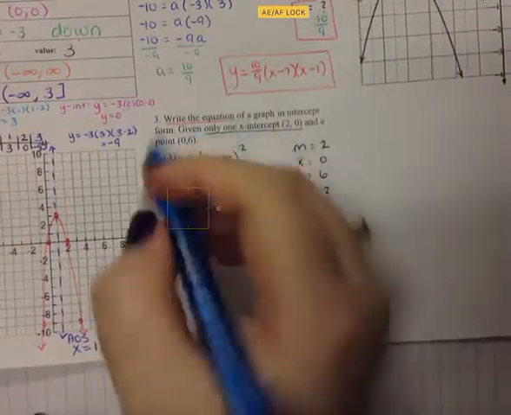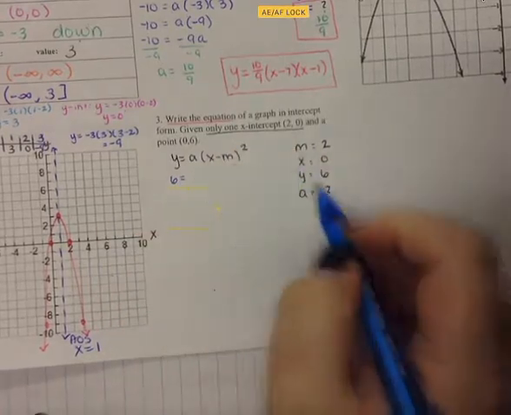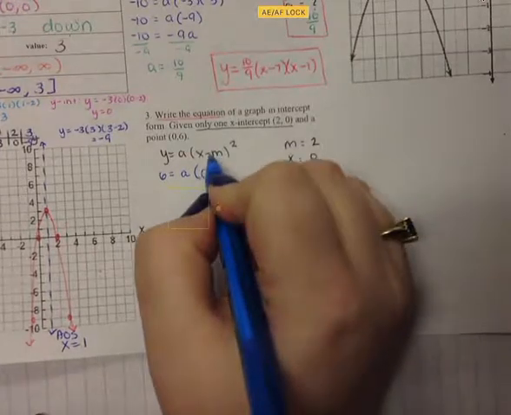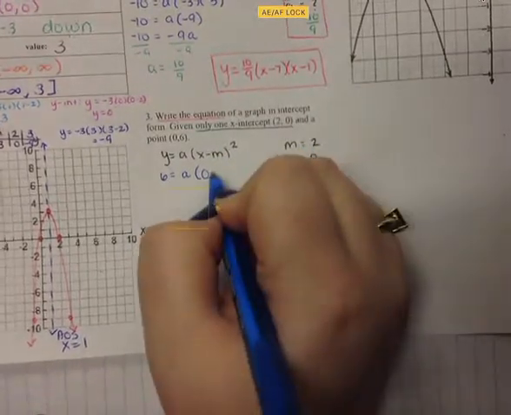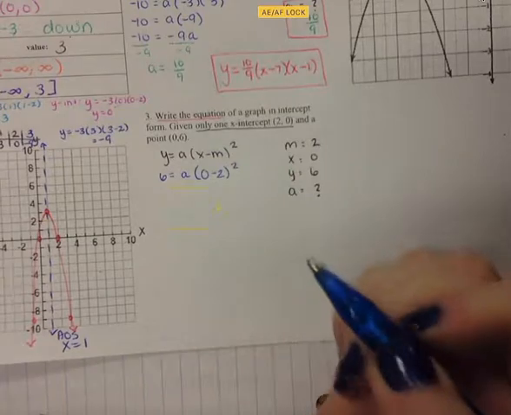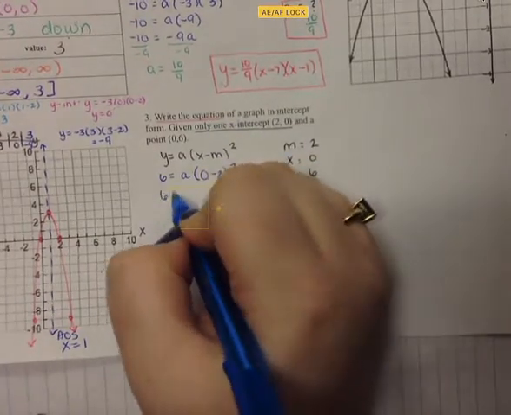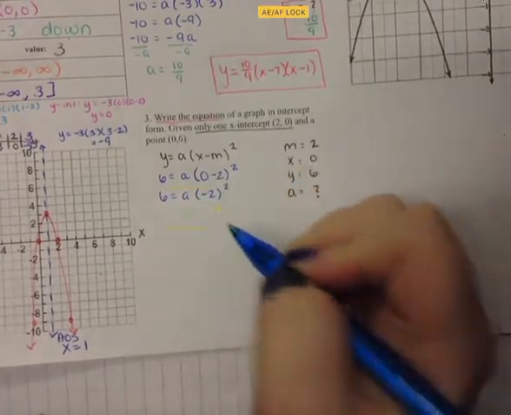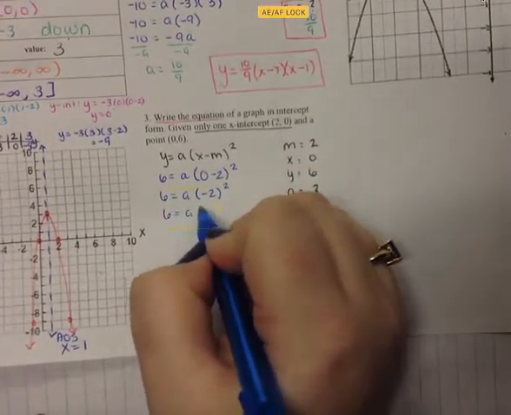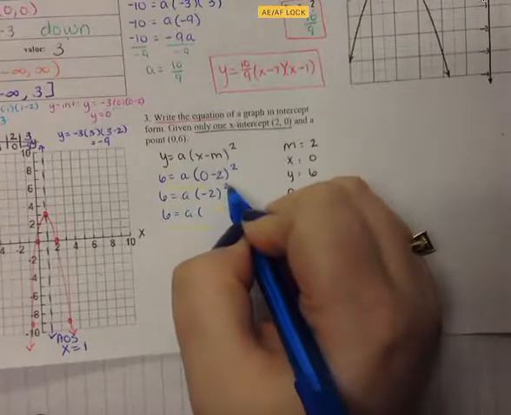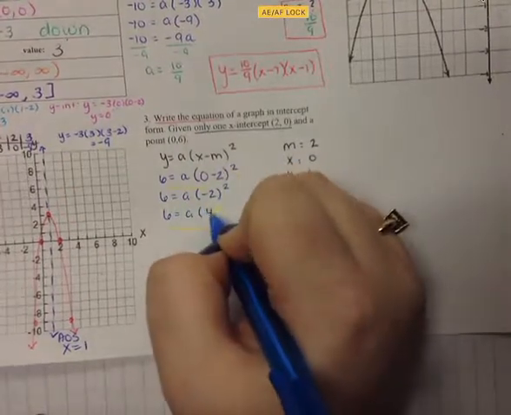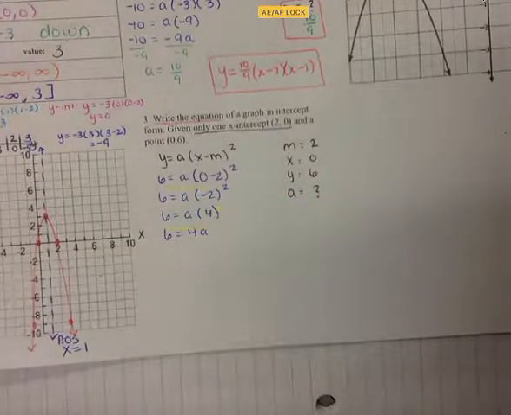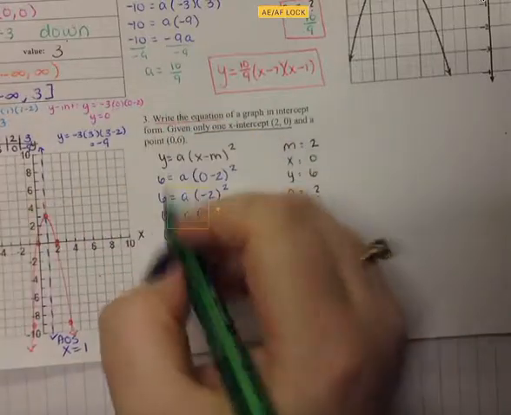The y value is 6 equals a value is our question. We're going to put a, parentheses, x is 0. Minus m, so it's minus 2, parentheses squared. We have 6 equals a, parentheses, 0 minus 2 is negative 2, squared. We have 6 equals a times negative 2 squared is a positive 4. So we really have 6 equals 4a. We need to solve for a. We will divide by 4.